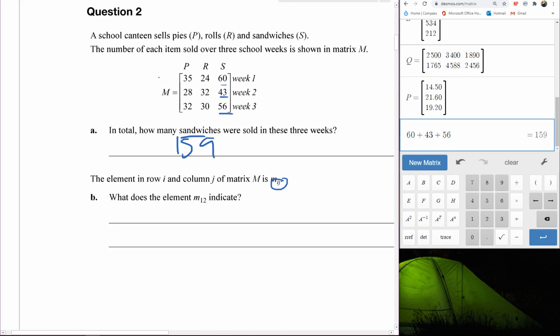So if you're looking at row 1, well, it's this row here. Column 2 would be this one. So it's this number here.